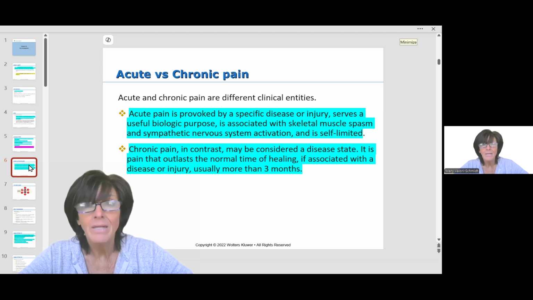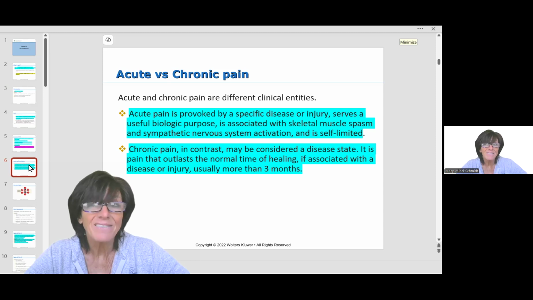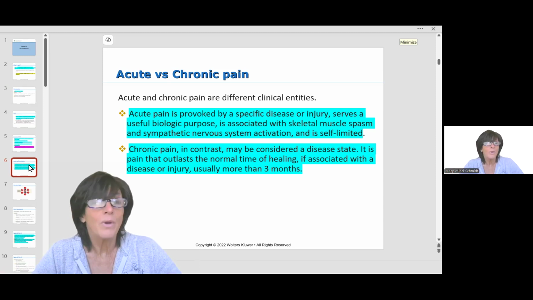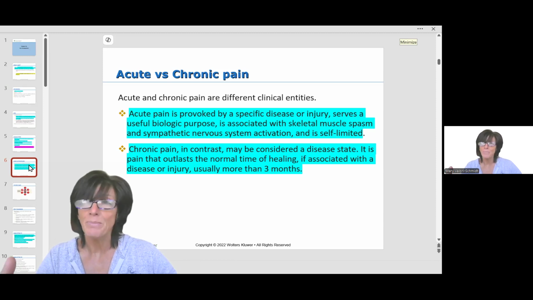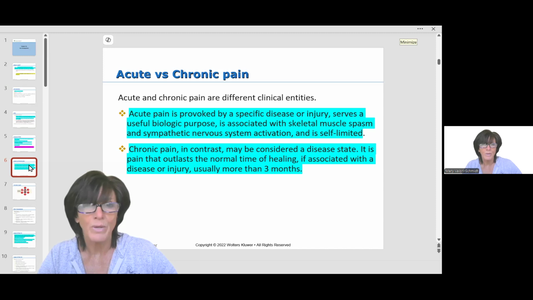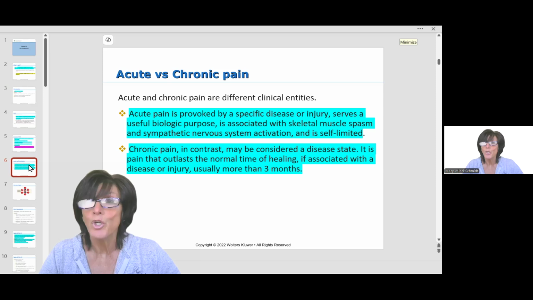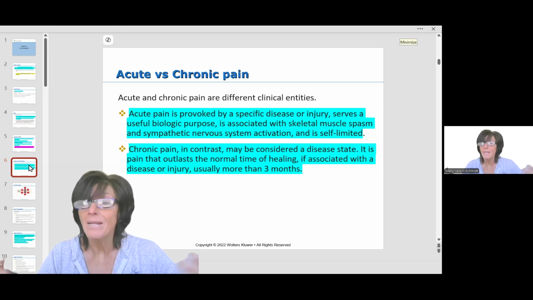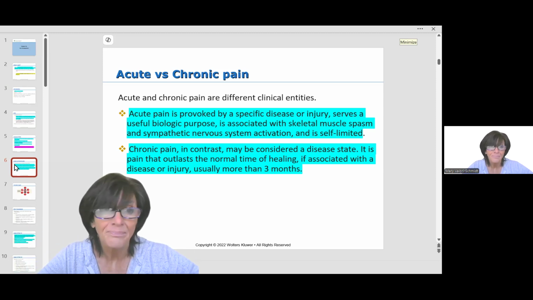Chronic pain is really kind of a disease state. It's pain that outlasts the normal healing time if it's associated with an injury or a disease. So if you had surgery, you have pain, the pain should be getting better. Or you were in a car accident, you have pain, the pain should be getting better within a week, 2 weeks, 3 weeks. If it lasts more than 3 months, it's then considered chronic pain. Chronic pain can be caused by lots of different things, sometimes back injuries, right? Spinal injuries can hurt for a long time.